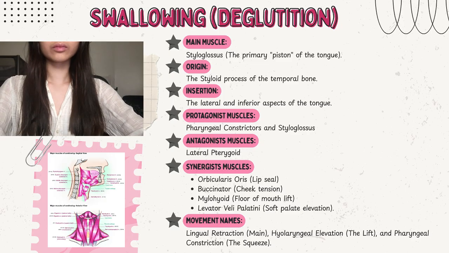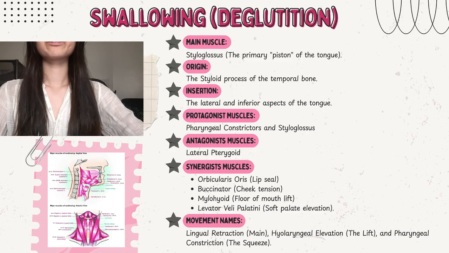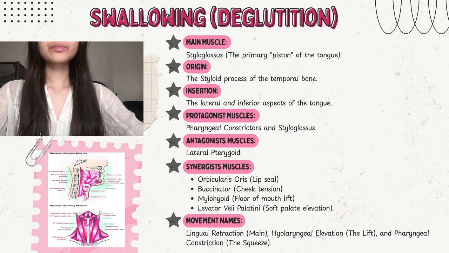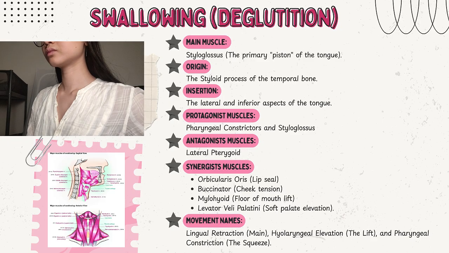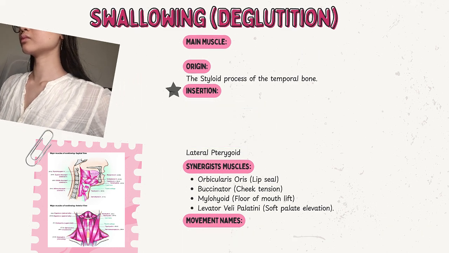The lateral pterygoid acts as the antagonist by relaxing, allowing the masseter to maintain the jaw in a stable, closed position, or occlusion, so the tongue has a firm base to push against.